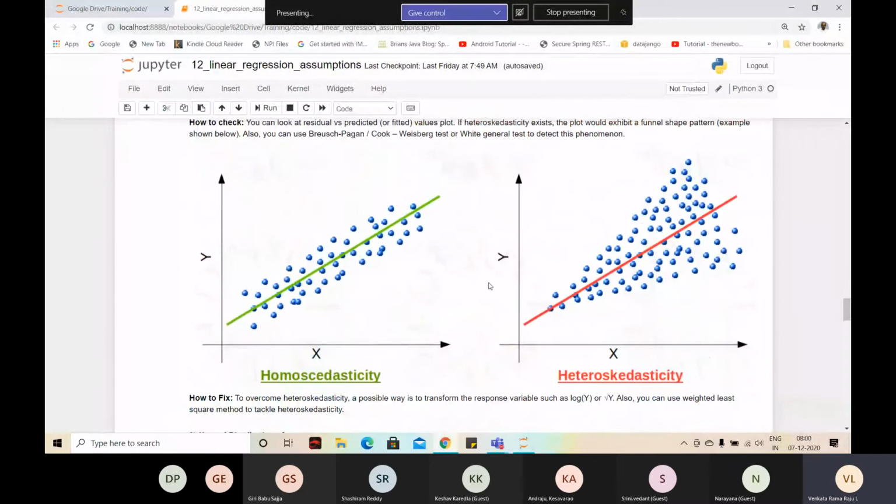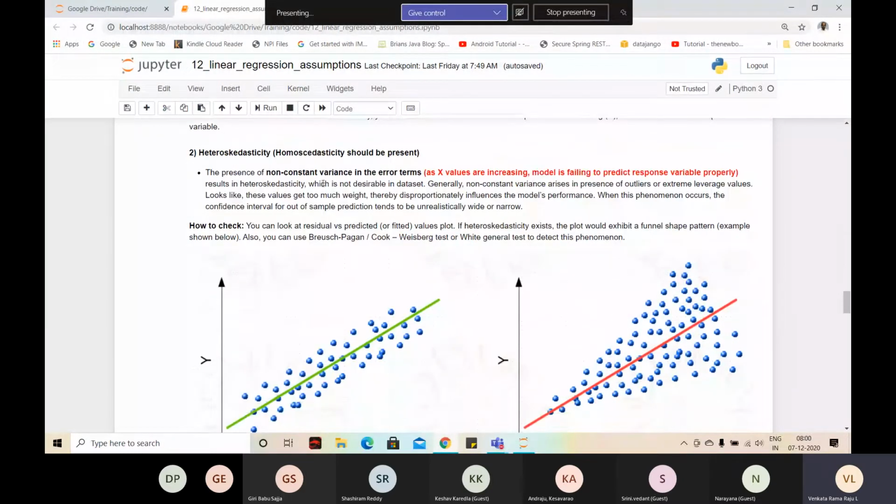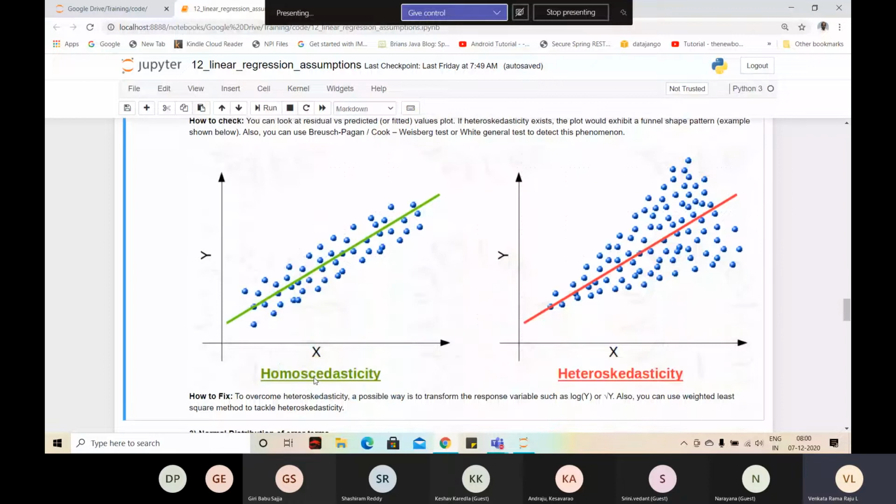Good. So the next point is heteroskedasticity should not be there in the data. Homoskedasticity should be there. So what is homoskedasticity? If you have one input variable and one output variable, and the data is like this, for a given x there are different y's. There is some y here, some y here, but those y's are actually close to each other.